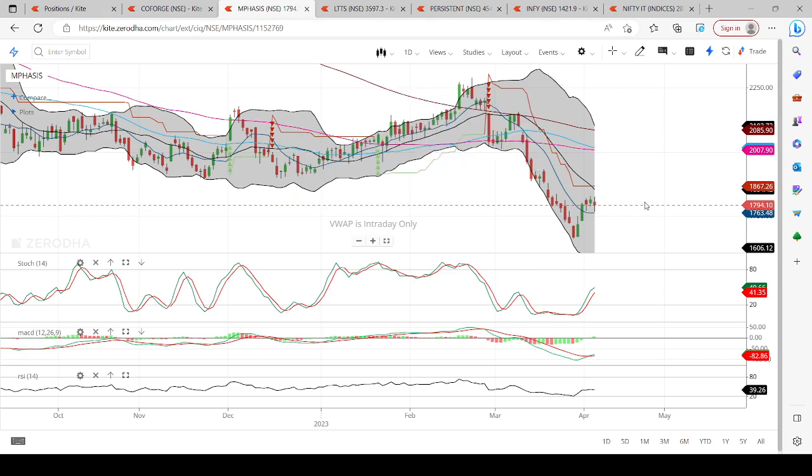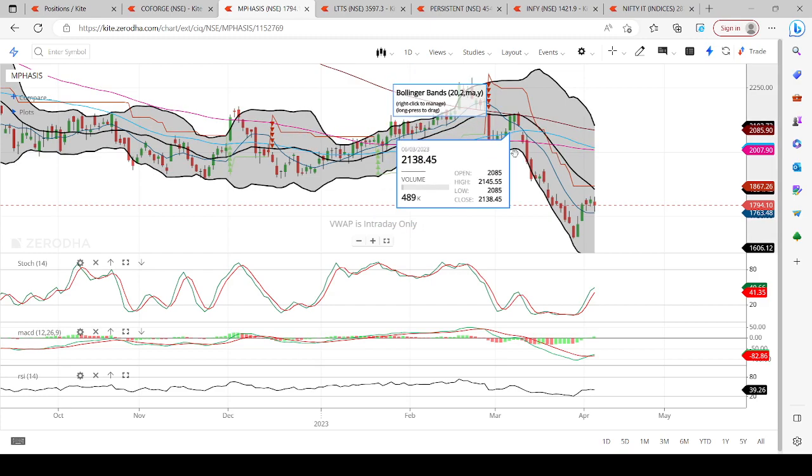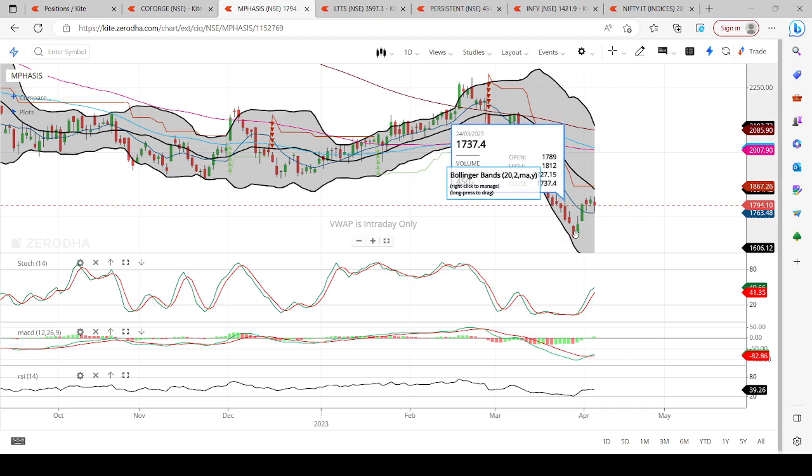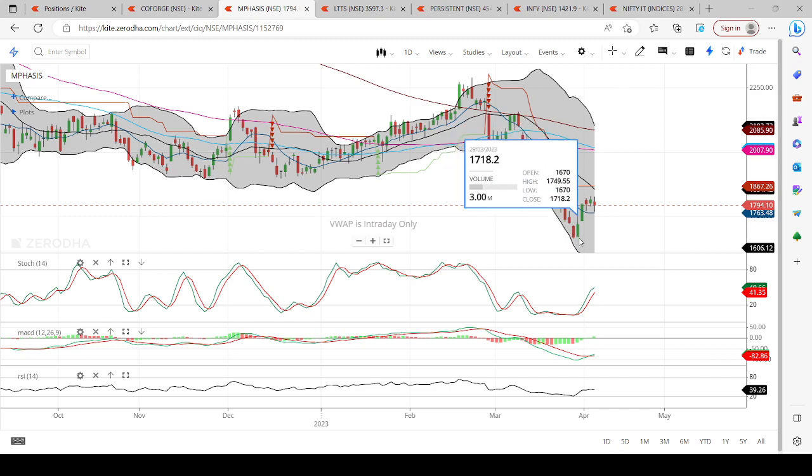We all very well know the stock has been hammered in the last 1 month just because of their exposure to SVB, that is Silicon Valley Bank, which had some troubles in the US. Because of that, the stock has got cracked very badly. From 2100, it went all the way down till 1600. From there, it is having a small bounce because of the clarity from the management saying that we have only very little exposure to Silicon Valley Bank.